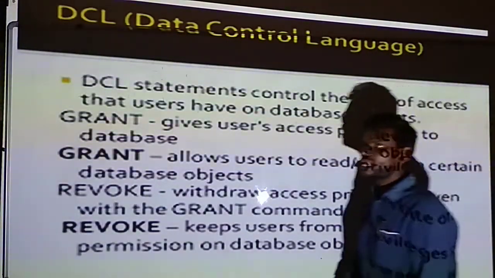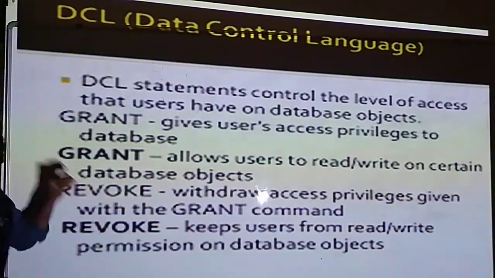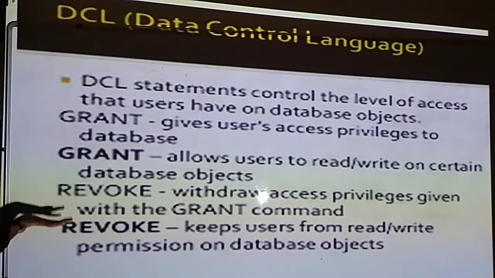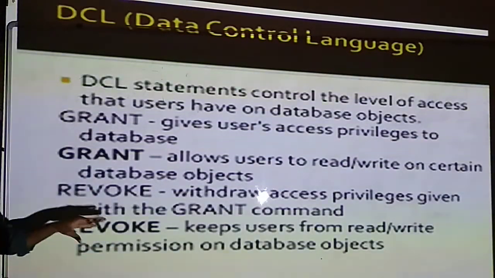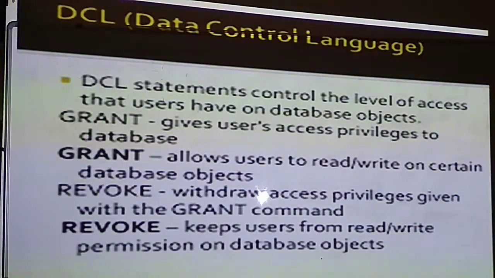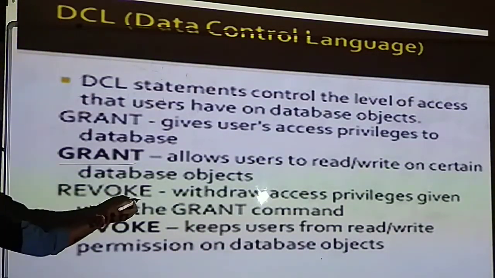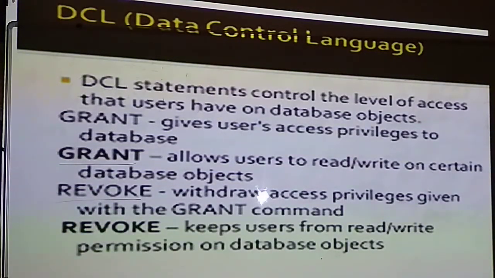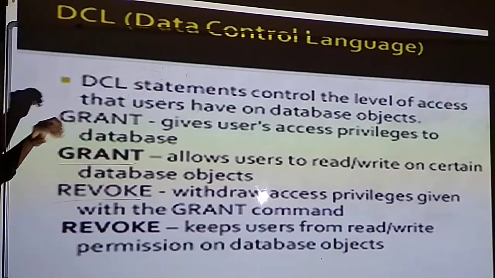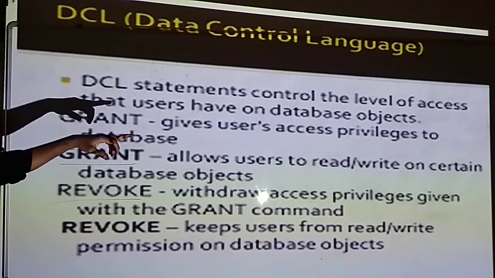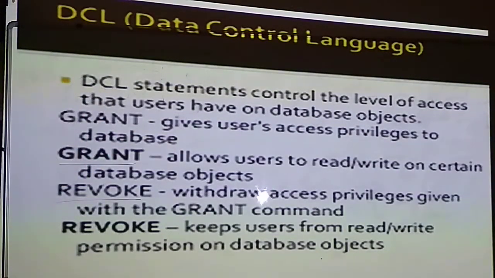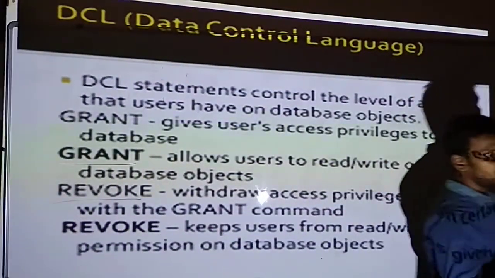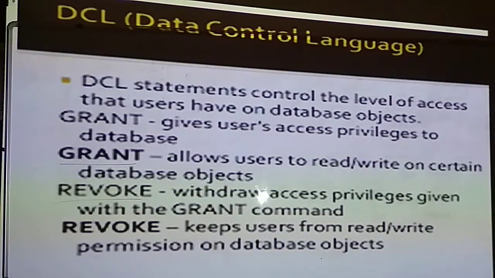These data control languages are used in order to control the data that you have stored in your table or database. In order to control them, you will be using a grant statement and a revoke statement. First, try to understand what the DCL statements are. It controls the level of access that users can have to the database objects, meaning up to what extent you should be allowed to see the data. That will be given by your DCL statement.